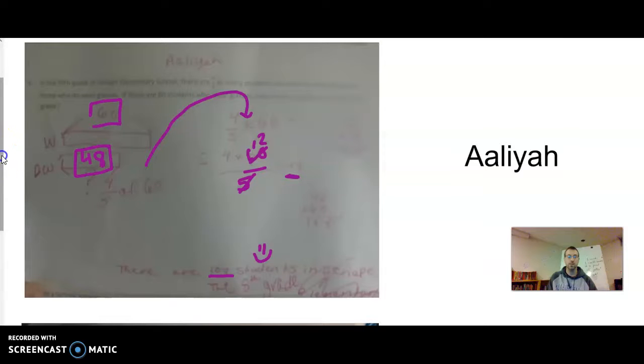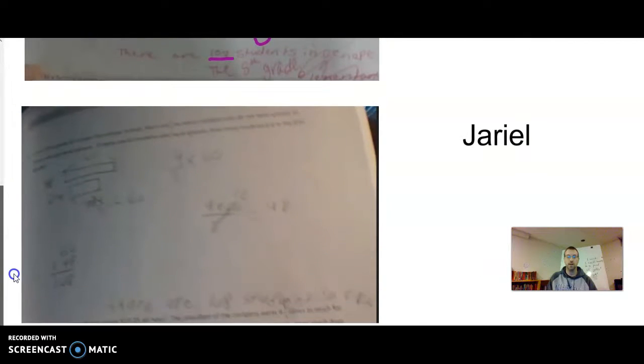And our last one for today is from Jeriel. A little blurry as I blew it up to see it a little easier. But again, he has his model. He also knew that it was multiplying. And he did the same thing. He came up with the 12 after 60 divided by 5 to give him 48 as well. Off to the side, he added those, found the sum, and there's his answer, 108 students. Very nice work, both Jeriel and Aaliyah.